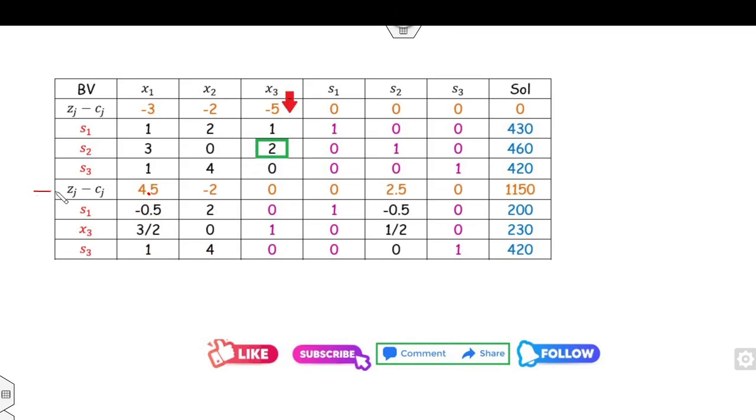Now again, you can check zj minus cj. Is there any number negative? Since there is only one negative number, you can find this is my entering variable.